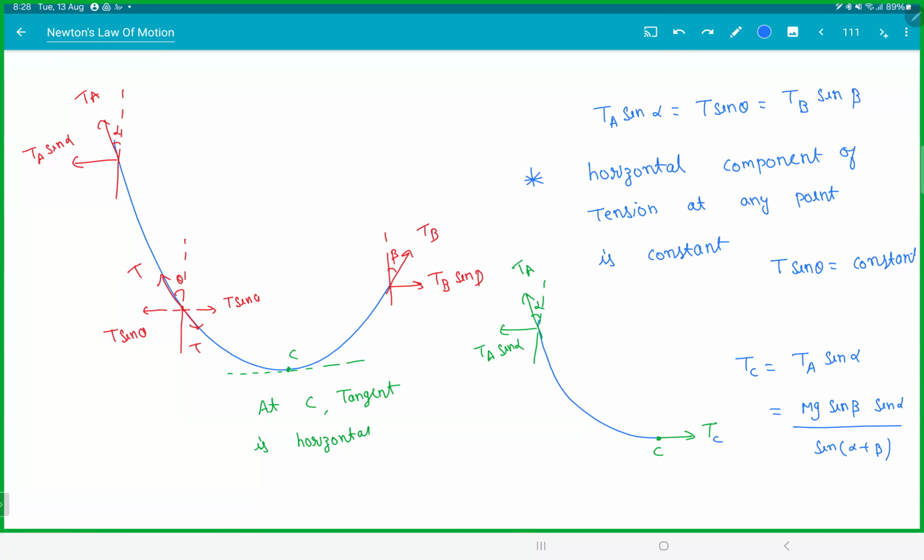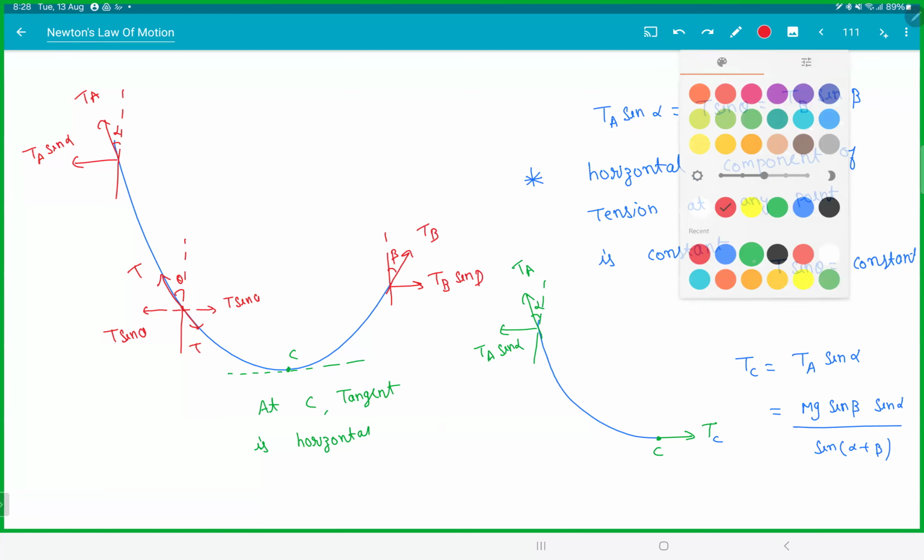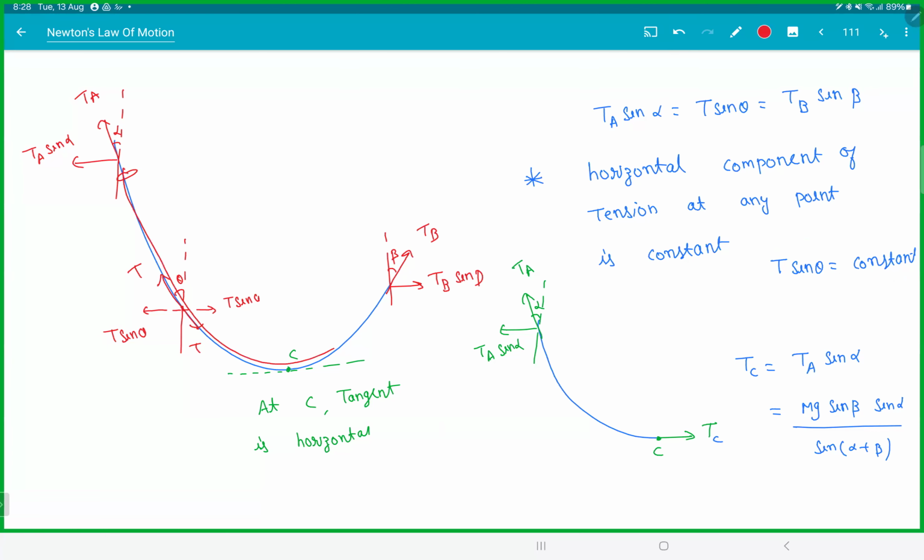The horizontal component of tension remains constant. And later on, we will see in work power energy. We will say there is a small ring here which is sliding on this rope. Find the speed when it reaches C. So multiple things we can do. Please have a look at this. It's a good question.